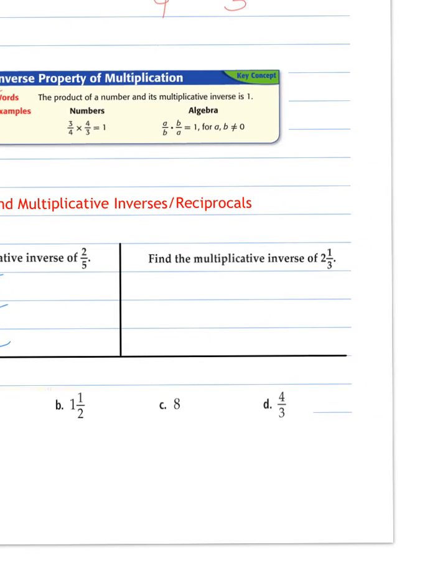For the next one, the multiplicative inverse of 2 1/3. Since it's a mixed number, we need to turn it into an improper fraction. So again, we take the denominator times the whole number, add the numerator. 3 times 2 is 6, plus 1 is 7/3. Okay, so now its multiplicative inverse, or its reciprocal, would be 3/7. So we just took the numerator and the denominator and we switched them.